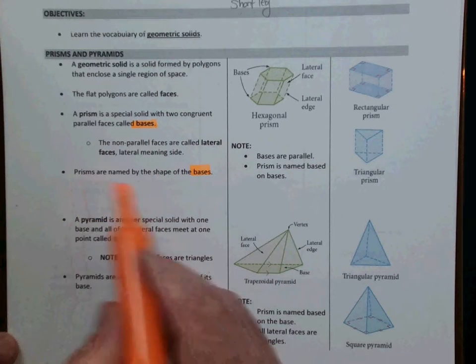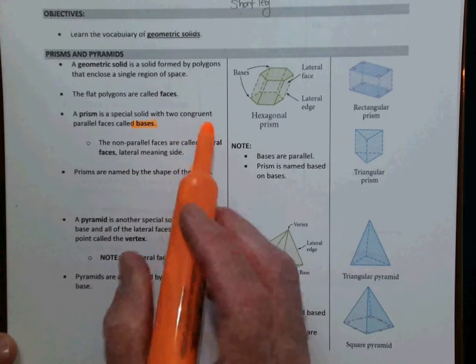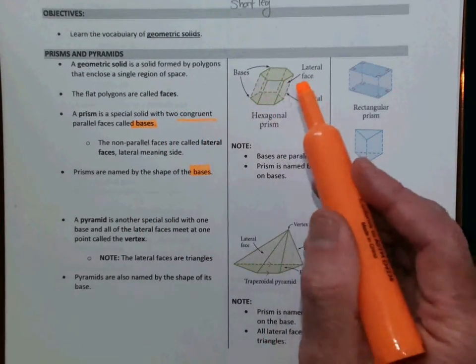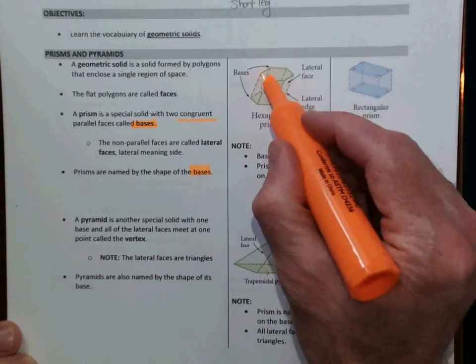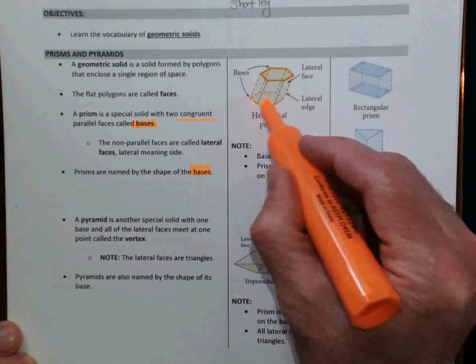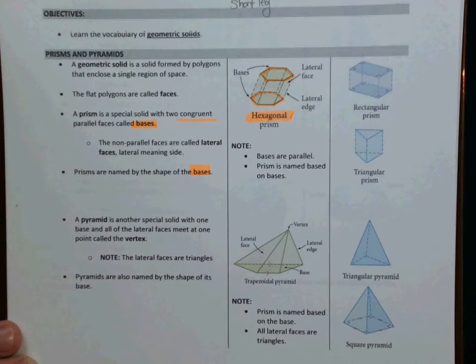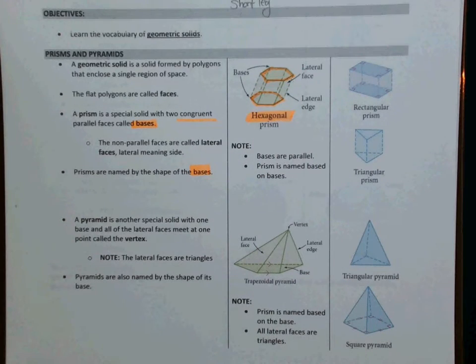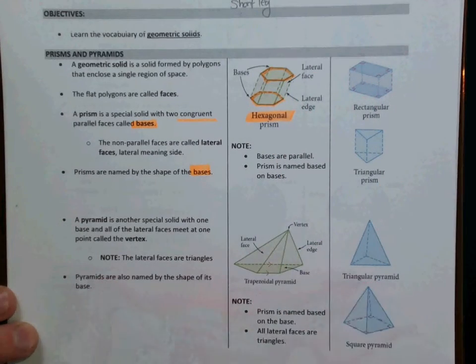So now, prisms are named by the shape of the bases. And remember, the bases are congruent. Here we have a prism where there are two congruent bases, one up here, one down here. Each of those has 6 sides, so it is called a hexagonal prism. You can see it labels the two bases. And you can always shift a prism so that the parallel bases are one on the bottom, one on top. The picture won't always look like that, but you can always do that.